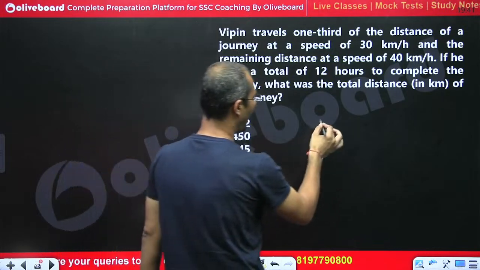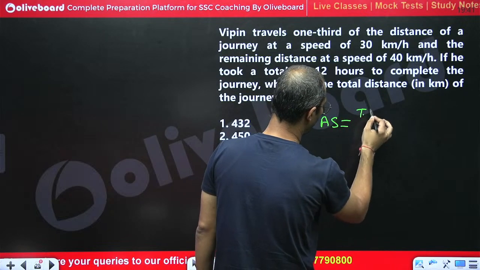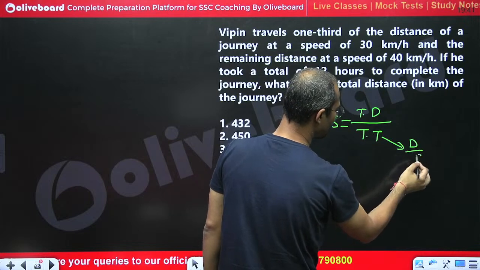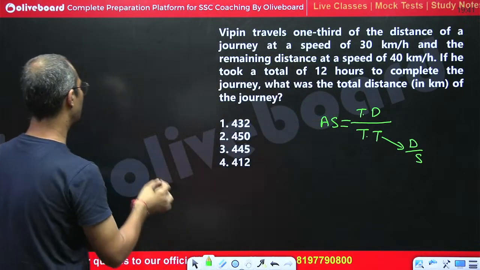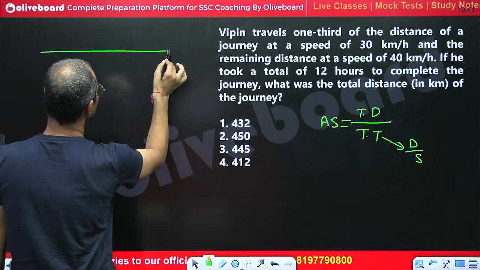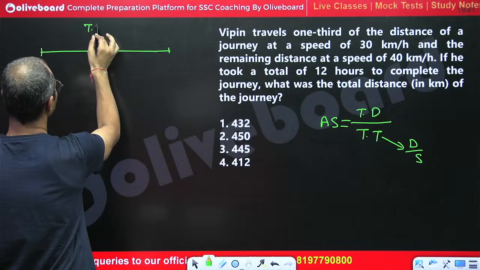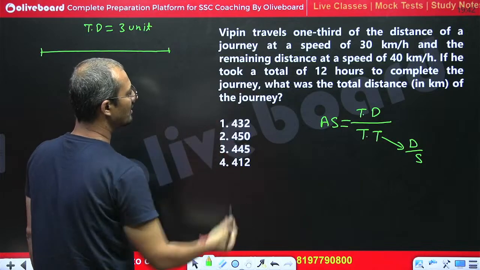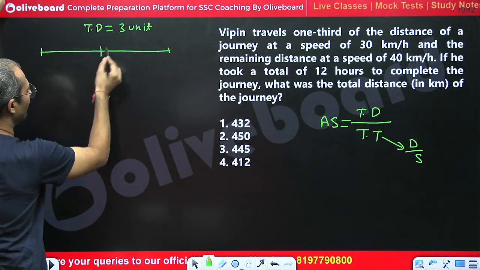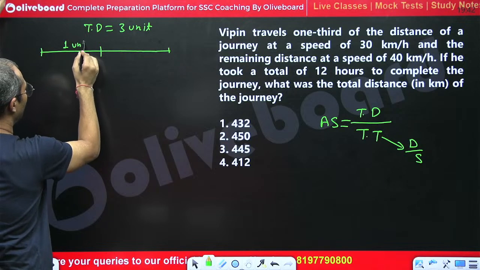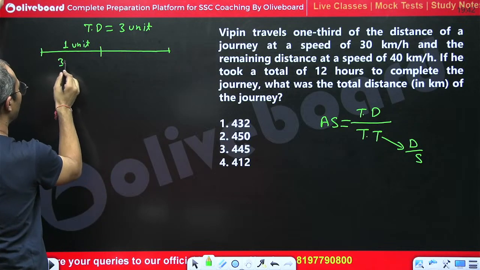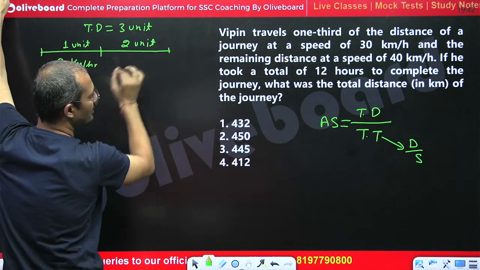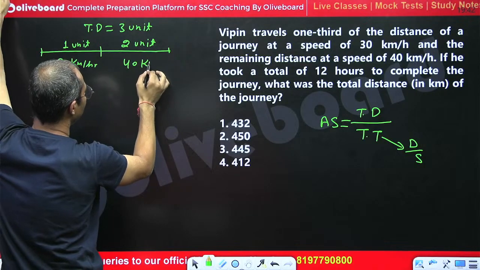So we know that average speed is equal to total distance divided by total time, and time is equal to distance upon speed, right? So if we let the total distance be 3 units, now the question is saying Vipin travels 1/3 the distance. See, 1/3 is 1 unit, right? So 1 unit is traveled at a speed of 30 km per hour, so the remaining 2 units would be covered at a speed of 40 km per hour.